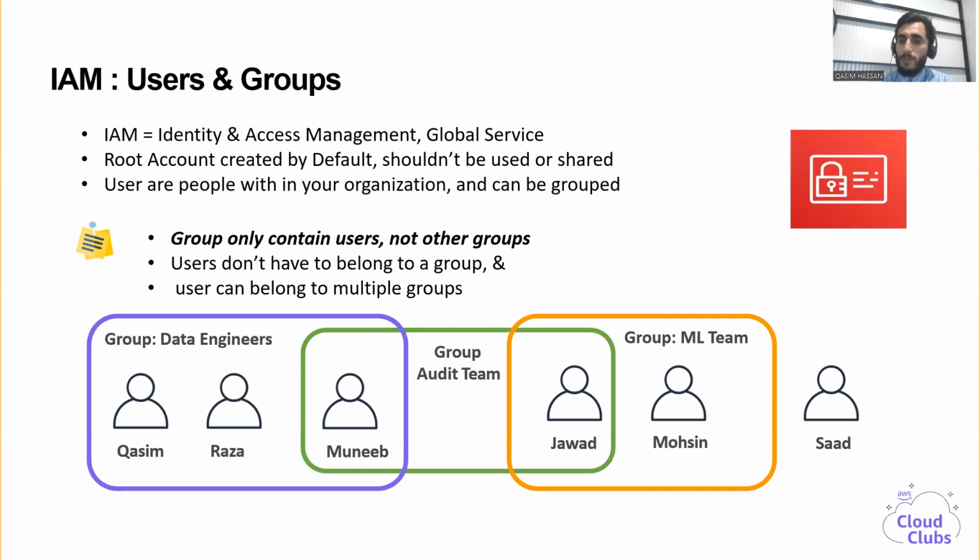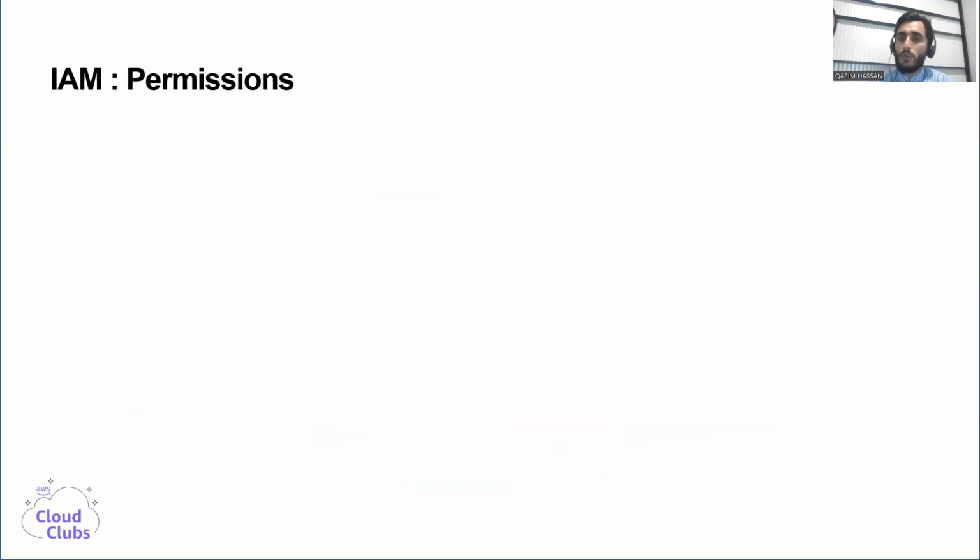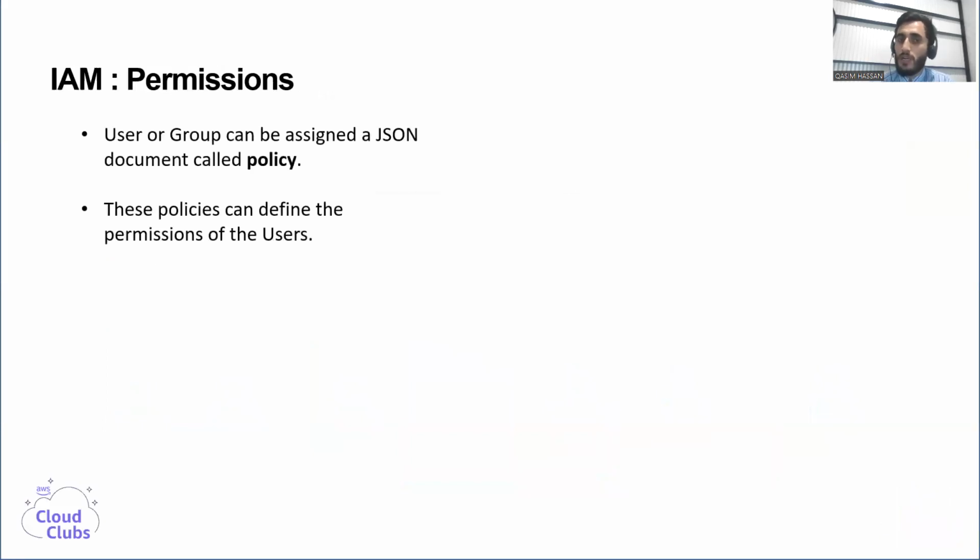Summing up all this, why are we creating users and groups? The simple answer is that we want to give them access to our AWS account. To give them access, we need to give them permissions. Users or groups can be assigned a JSON document called policies. And through those policies, we give them permissions to the respective services of AWS.